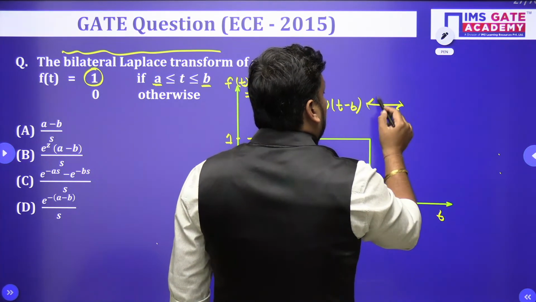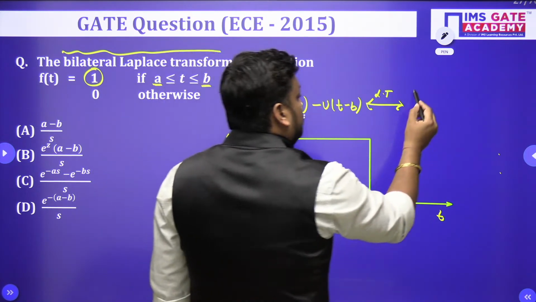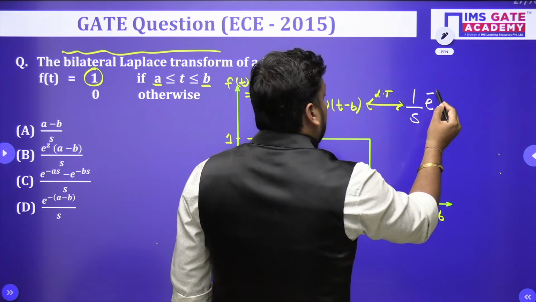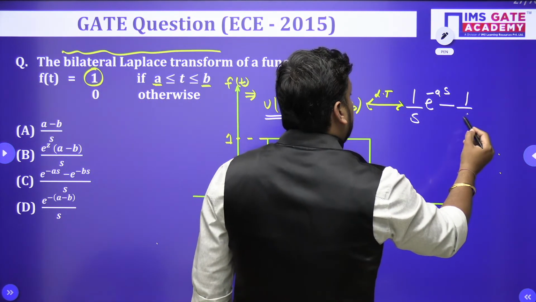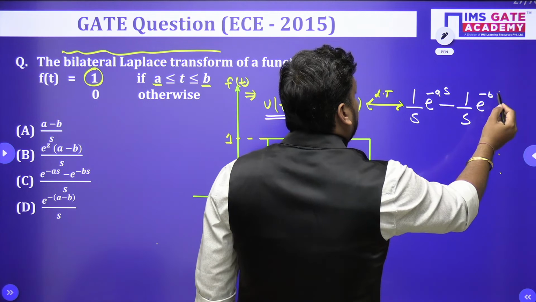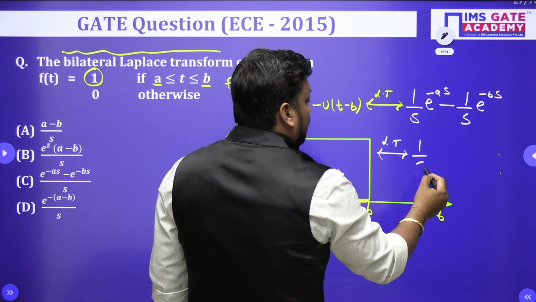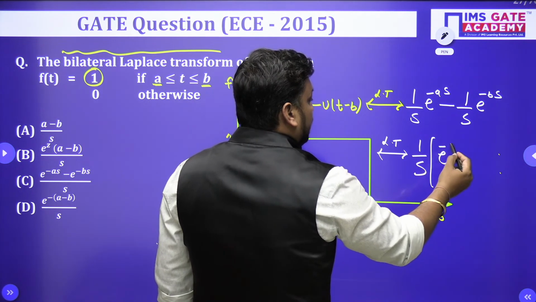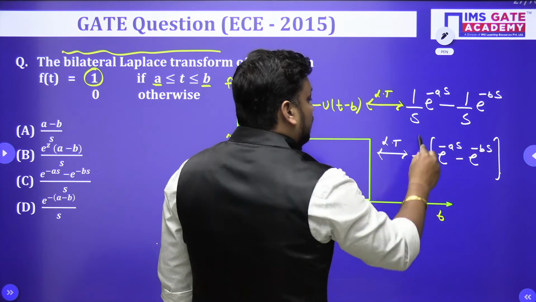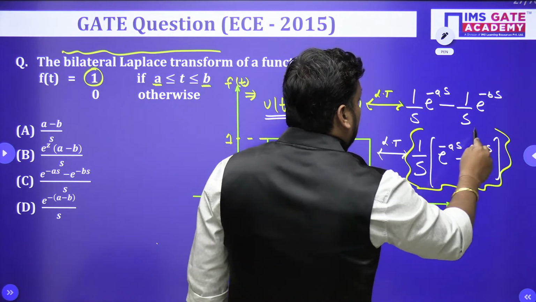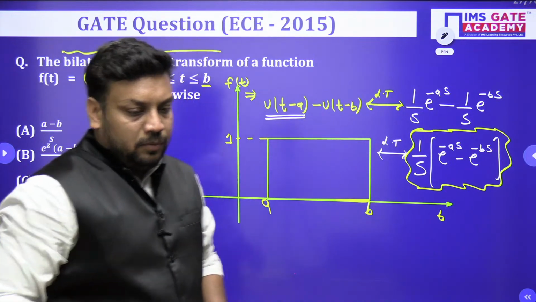So if I talk about the Laplace transform of this, tell me, beta, what is the Laplace transform of u of t minus a? You will get 1 by s into e to the power minus as, and again minus 1 by s into e to the power minus bs. So ultimately the Laplace transform is 1 by s outside the bracket, e to the power minus as minus e to the power minus bs. Do reply fast. The answer is CSK.